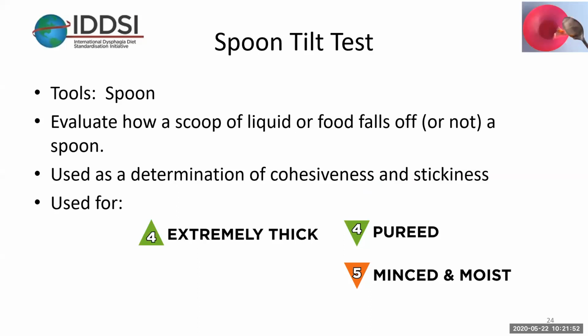So the next test is the spoon tilt test. And here we are testing the cohesiveness and stickiness of a sample by evaluating how a scoop of liquid or food falls or does not fall off a spoon. You use this test with IDDSI levels 4 and 5.